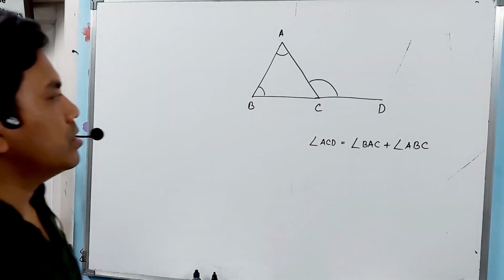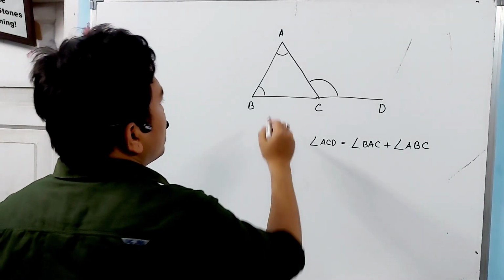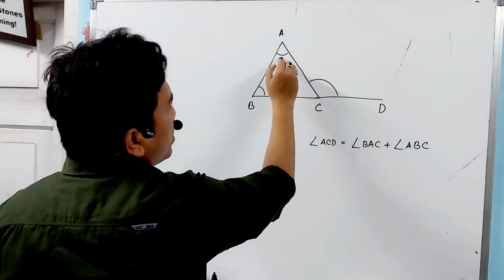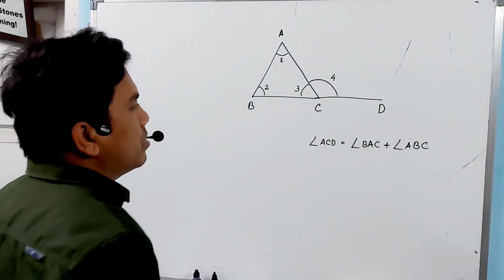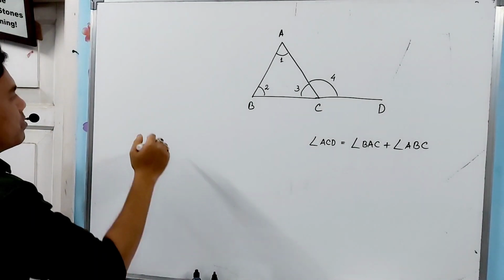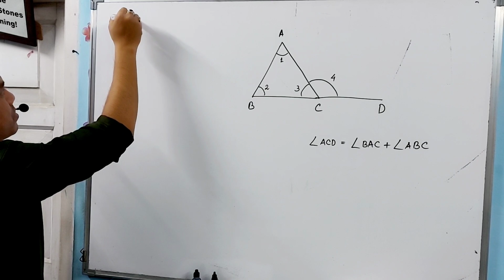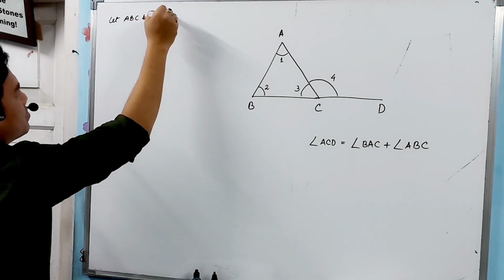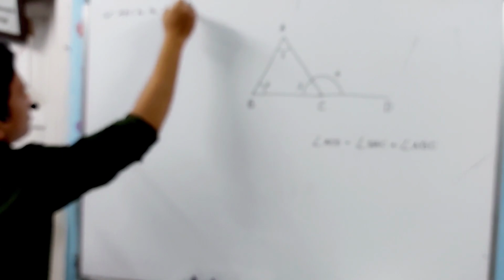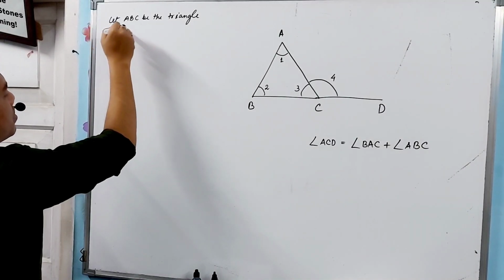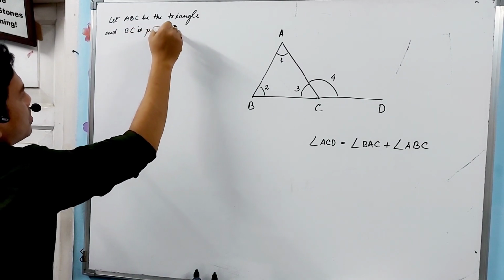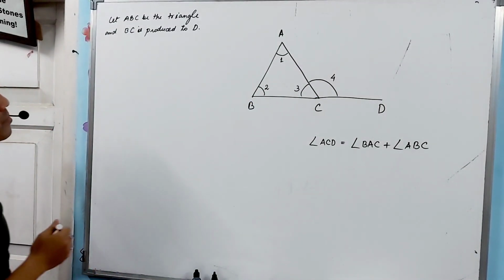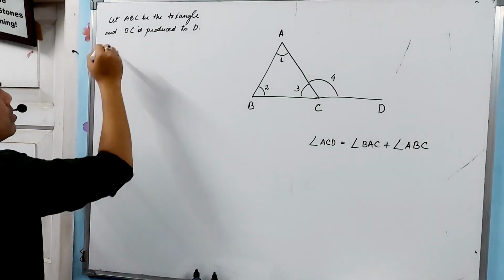Okay? So this is also very simple. What we will do? We will consider the three angles of a triangle as 1, 2 and 3. Let this be 1, this be 2, and let this be 3, and let this be 4. Okay? So what we will do? At first we will write, let ABC be the triangle and BC is produced up to D. So we have produced BC up to D.